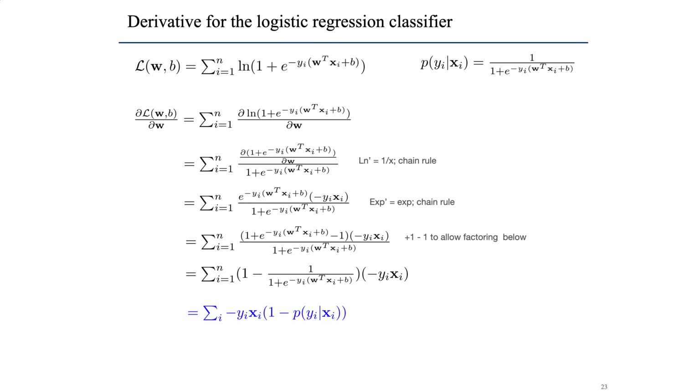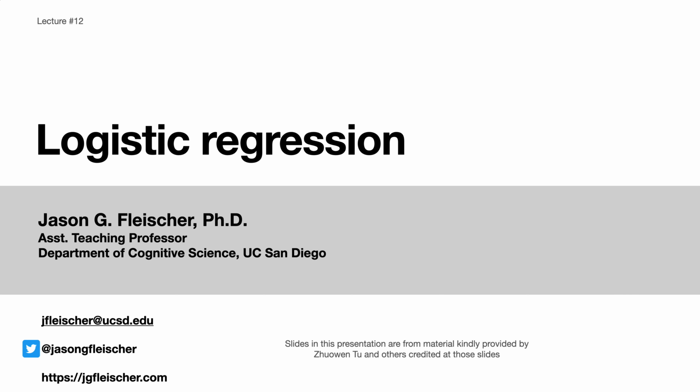So the best part of all this is when you realize this is just what you started with. It's the logistic function right here. So this is really just 1 minus the logistic function. So the derivative of the logistic function is minus yx times 1 minus the logistic function. Yay! Okay. So that's it.